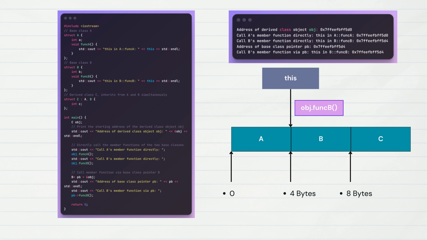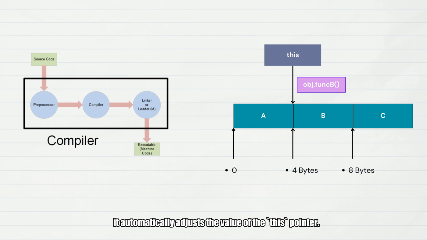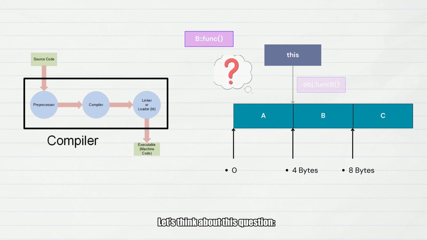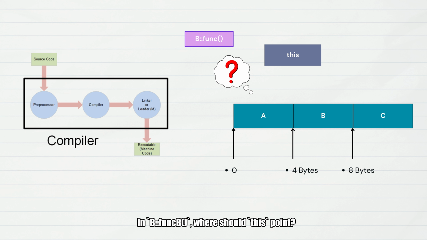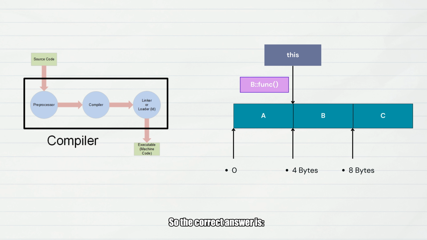Why does this happen? Because the compiler does something invisible behind the scenes. It automatically adjusts the value of the this pointer. Let's think about this question. In B::function, where should this point? It can't point to the object's address, right? Because the B subobject doesn't start at the beginning of the entire object. So the correct answer is, this must point to the start address of the B subobject. This is the key to understanding everything.